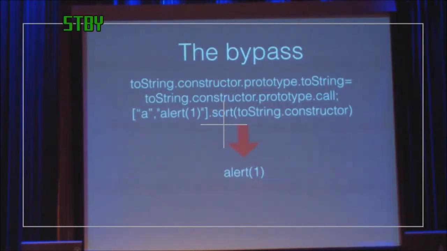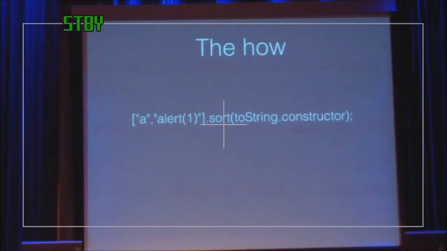And this might look like Greek to most of you, but I'm going to spend the rest of this presentation just quickly describing how this works and how we can use it to attack the AngularJS sandbox. So let's start looking at the second part of this payload. What does this do? Easy peasy. It creates a new array. First element is a string with A. Second is a string, alert(1). Then it calls the native array sort function, and it gives it one argument, which is toString.constructor.